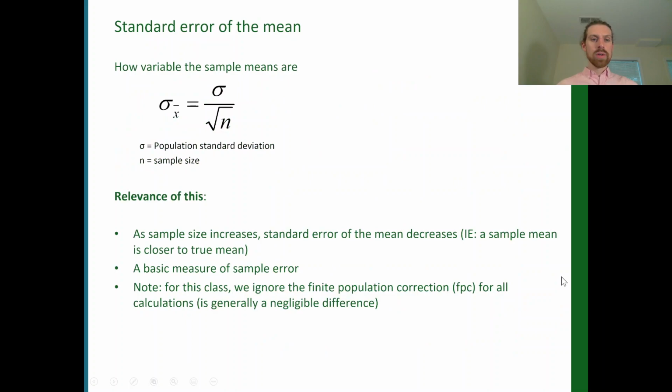Okay. So we also need to think a little bit about this thing called the standard error of the mean, which is basically how the sample means actually vary. We have this sigma x bar value, which we mentioned previously, which is equal to the standard deviation divided by the square root of the number of samples. This is highly relevant because as the sample size increases, the standard error of the mean decreases. That means we're reducing the level of error in our estimation. So this is a basic measure of sample error.